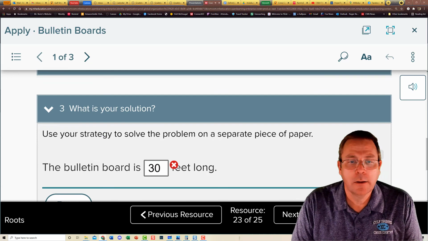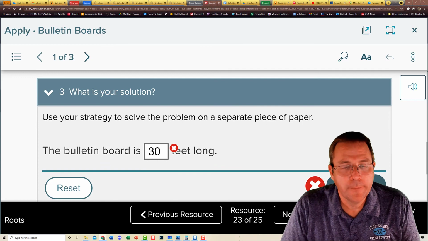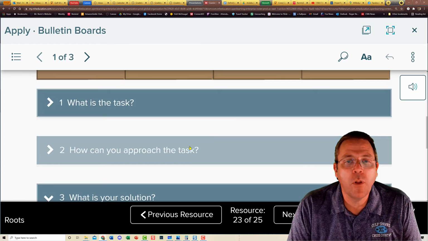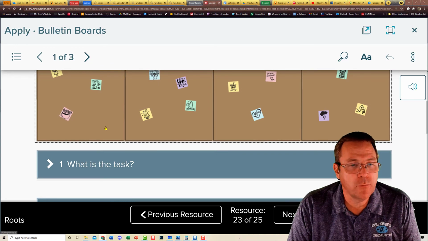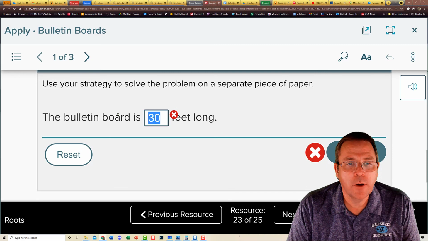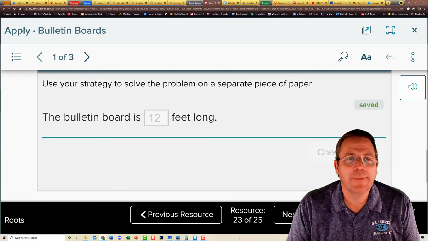Hit the check, and it said I'm wrong. Duh. I found the perimeter. It didn't want the perimeter. It wanted to know how long it was. So the length is going to be 3, 6, 9, 12. So now, it helps if you read the question, boys and girls. Check it again, and we get the happy sound.